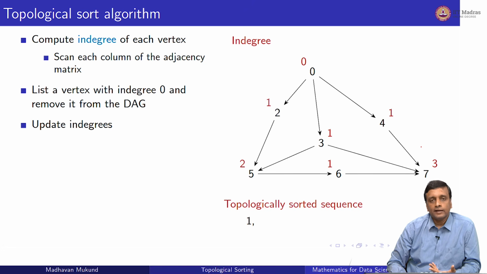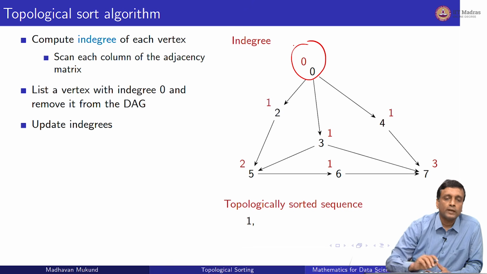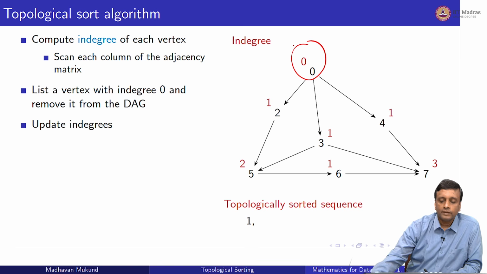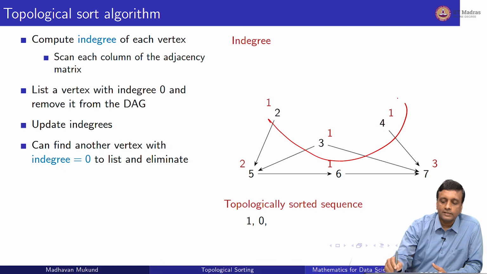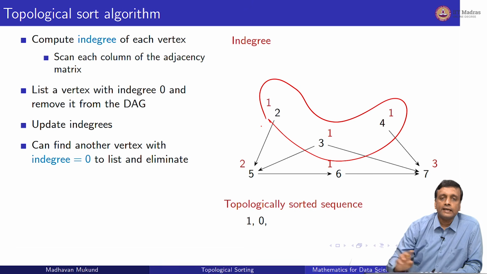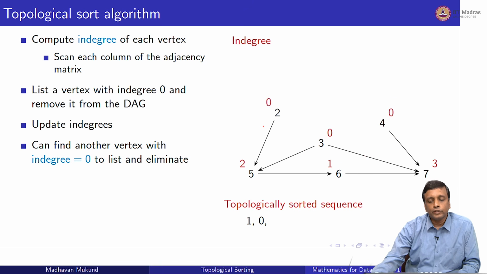Now again I have a DAG, a smaller DAG. Again I must have at least 1 vertex of in degree 0. Here I have no choice, I have only this one. So I remove that and list it out. And now these are the 3 vertices which were getting edges from the vertex 0 which I just deleted. So now I have to reduce their in degrees by 1.